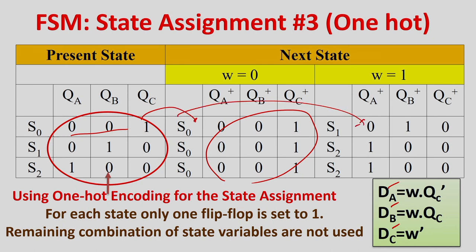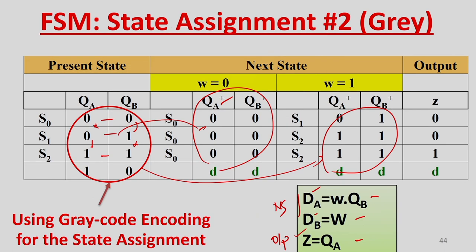So S0, if it is getting a 0, stays in S0, otherwise it goes to S1. Similarly, we retabulate the rest. After retabulation, we need to calculate the inputs for DA, DB, and DC, and also calculate Z. And if you look at Z, what is Z? The Z value depends only on the state S2. Z is 1 only in S2.